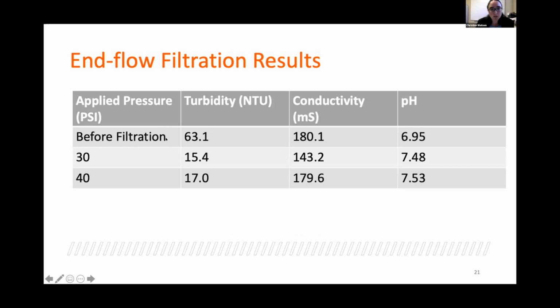Before filtration, the produced water had a turbidity of 63.1 NTU, conductivity at 180.1 millisiemens, and a pH of 6.95. Under 30 and 40 psi of applied pressure, I found that the turbidity reduced to about 15 and 17. The conductivity decreased a little bit under 30 psi, but under 40 psi it wasn't very significant. The pH increased slightly. That could be due to any unreacted alkaline solution in the geopolymer contributing to that.